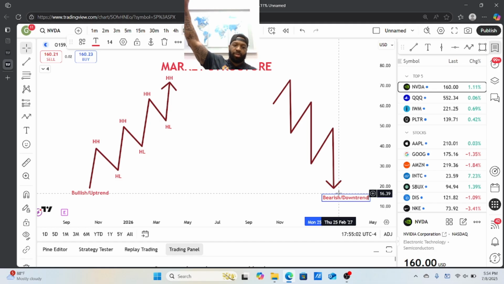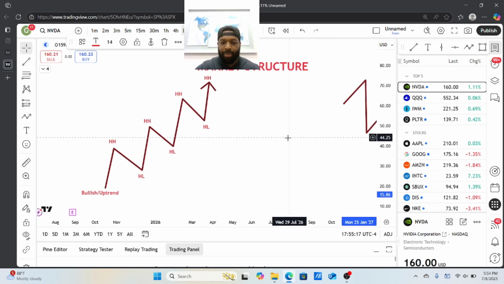Bullish is going up. Just think about it like a bull running up the hill. You're in an uptrend. The opposite is bearish. It's a bear coming down the hill. You are in a downtrend. So that's maybe an easy way for you to remember it.